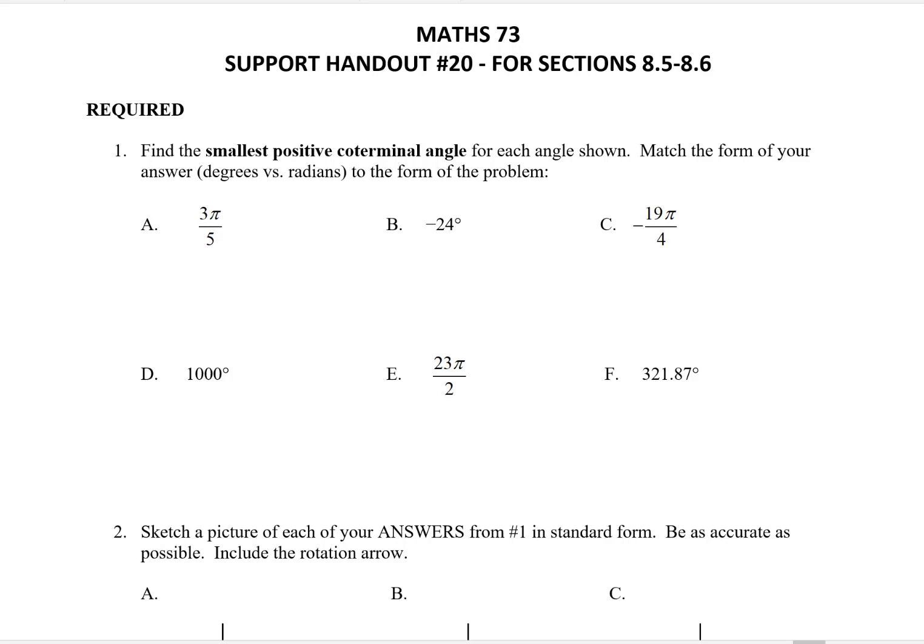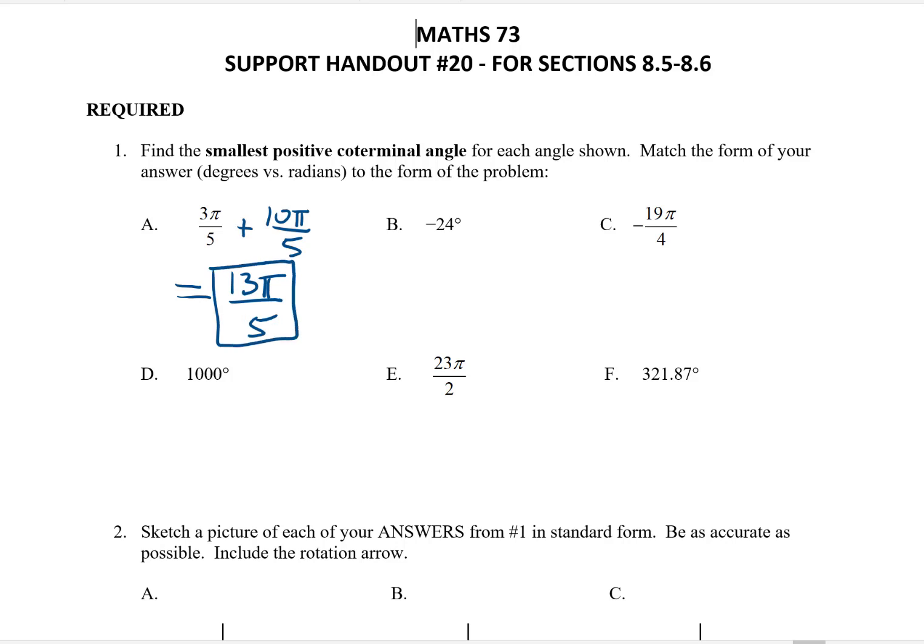Support handout number 20. Problem number 1, we want to find the smallest positive coterminal angle. Remember, that just means adding or subtracting multiples of 2 pi, or 360 if I'm in degrees, until I get what I want. So when I look at part A, 3 pi over 5, that's already a pretty small angle. All I have to do is add 2 pi to this and I'll have what I want. I will write 2 pi as 10 pi over 5 so that I have that common denominator. Looks like the answer then would be 13 pi over 5.